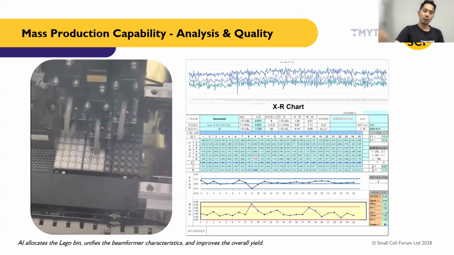And during mass production, we also control the analysis and the quality. We measure different characteristics of the chips, and we separate the different beams by the beamformer characteristic, so we can improve the overall production yield. So we use AI technology to help us identify different beam characteristics.